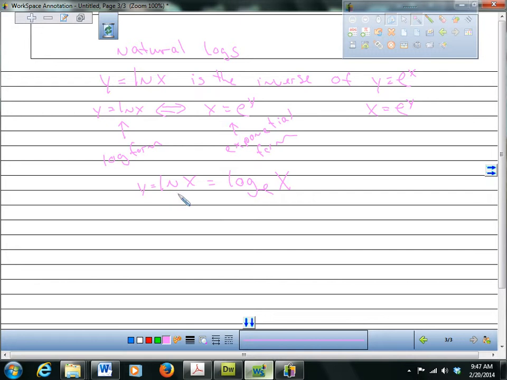So it's the inverse of it, so it's just natural log of x. On your calculator, you have a common log button, a log base 10 button, and a natural log button. But you don't have a log base 2 button or a log base 3. You only have a natural log button and a log base 10 button.